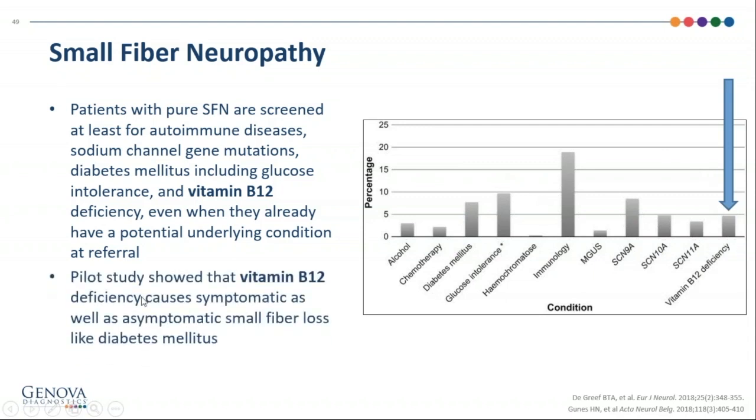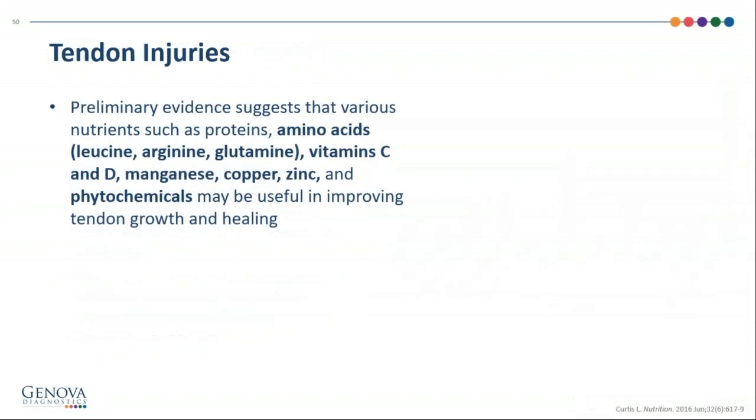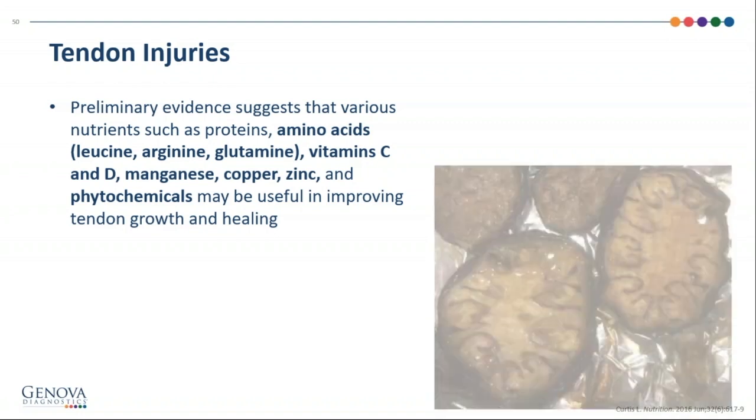In fact, this pilot study, a separate study, showed that B12 deficiency caused symptomatic as well as asymptomatic small fiber loss. So this is where we could preemptively analyze a patient and maybe prevent a damaging concern later on, which is actually very difficult to treat. The NutrEval can help you with that. In tendon injuries, it turns out that amino acids, vitamin C and D, manganese, copper, and zinc are helpful in improving tendon growth and healing.